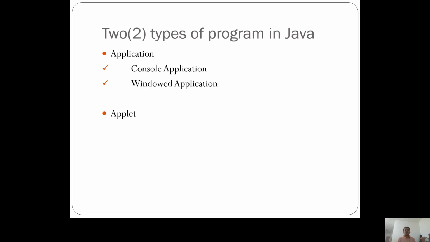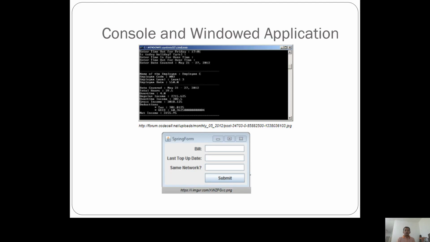Two types of programs in Java: the application and the applet. An application is a standalone program. It can either be a console application, which supports character output to a computer screen in a DOS window, or a windowed application, which creates a GUI, or graphical user interface, with elements such as menus, buttons, dialog boxes, etc. The applet is a program embedded in a web page. It runs in a browser. Here is an example of a console and a windowed application.